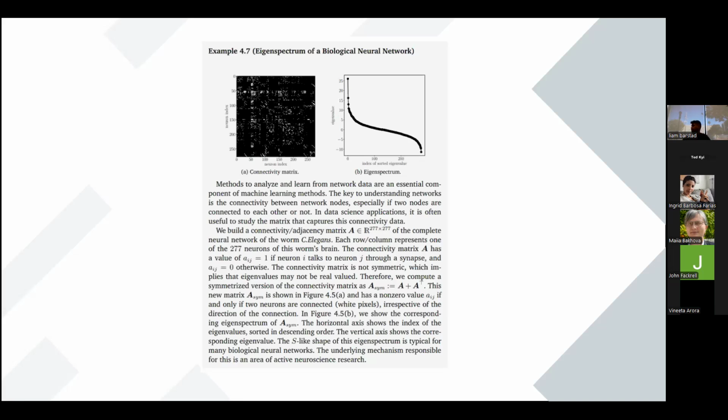The question, if you look in the middle of the paragraph, the connectivity matrix is not symmetric, which implies the eigenvalues may not be real valued. Do you have any insight on that? Does it say that they're not?